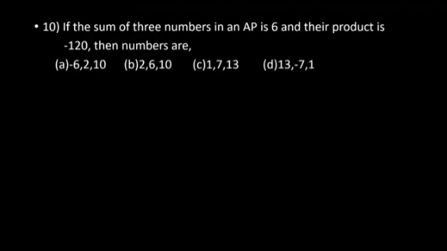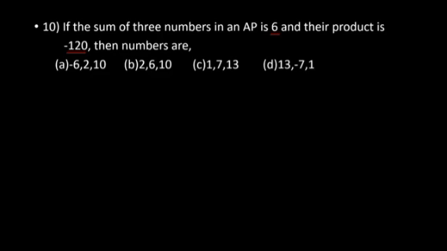10th one: if the sum of three numbers in an AP is 6 and their product is minus 120, then the numbers are? The options are minus 6, 2, 10; 2, 6, 10; 1, 7, 13; 13, minus 7, 1. This is a 4 marks problem, and most of the time you get it in exams also. But that is a lengthier one. Here there is no need to do such a lengthy problem. We will see a shortcut way. They said first that the sum of the three numbers is 6. We will check whether the numbers in the options add up to 6.